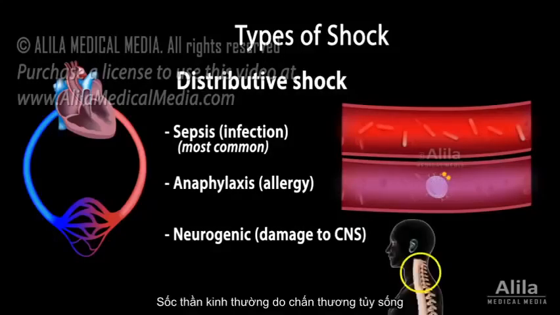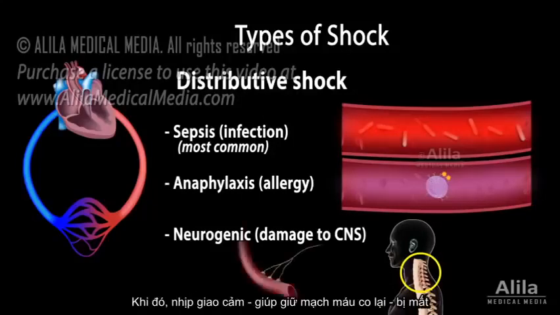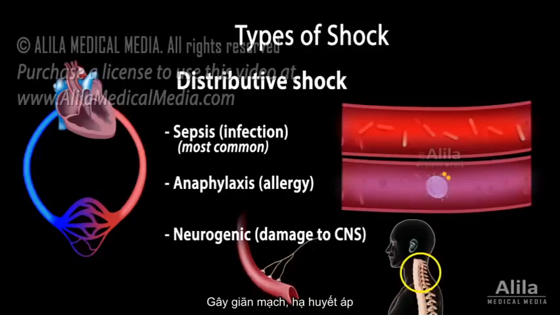Neurogenic shock typically occurs as a result of a spinal cord injury. As the autonomic nervous system is damaged, the sympathetic tone that normally keeps blood vessels constricted is lost, causing vasodilation and hypotension.